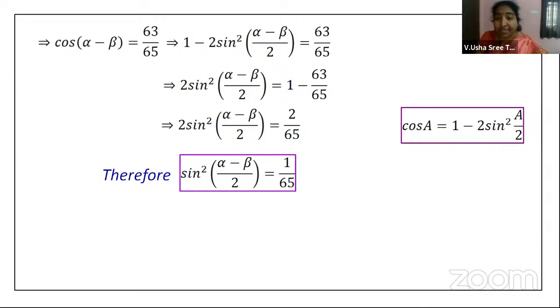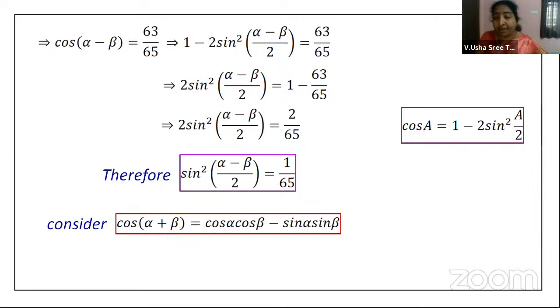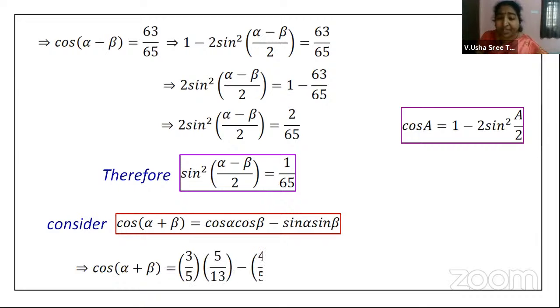Now likewise, the next angle we need to calculate is cos of alpha plus beta by 2. So we will consider cos of alpha plus beta, and we will go with the formula cos alpha cos beta minus sin alpha sin beta. Like what we did previously, the same thing we will do, substituting the values, children. This is 15 by 65 minus 48 by 65, which is nothing but minus 33 by 65.